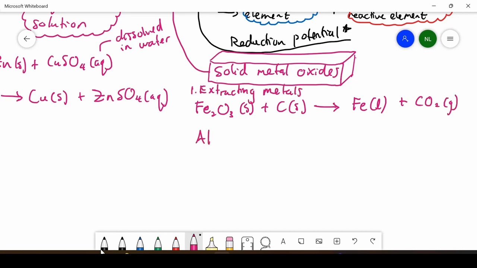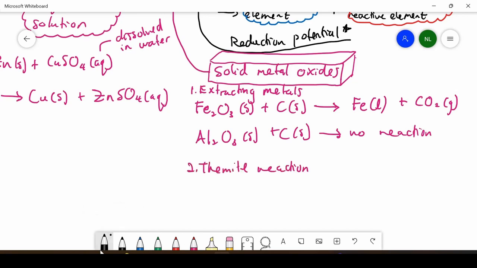Aluminium is more reactive than carbon, so aluminium cannot be extracted from aluminium oxide from a similar reaction. And this is why aluminium industrially is extracted by electrolysis. Another application of reactions involving solid metal oxides is a reaction known as thermite reaction.